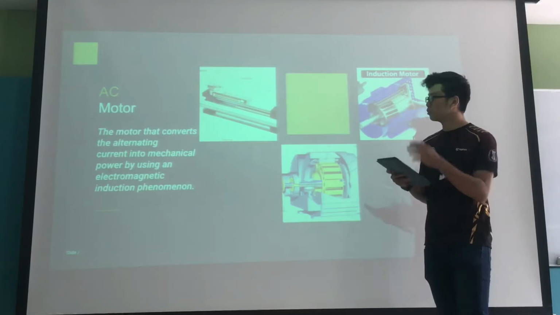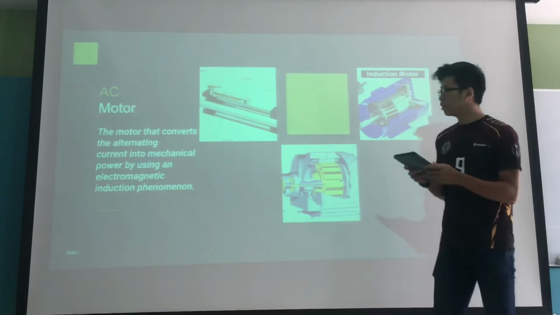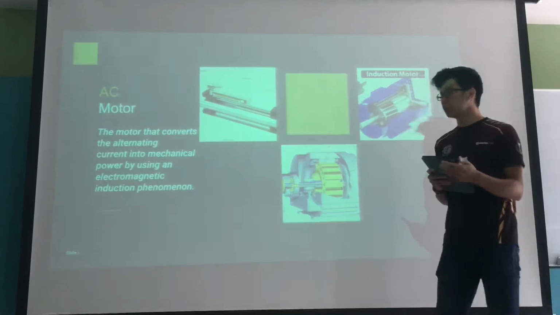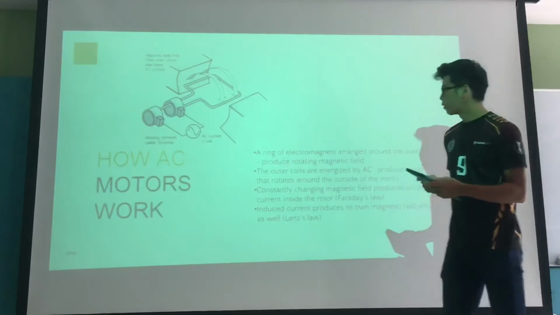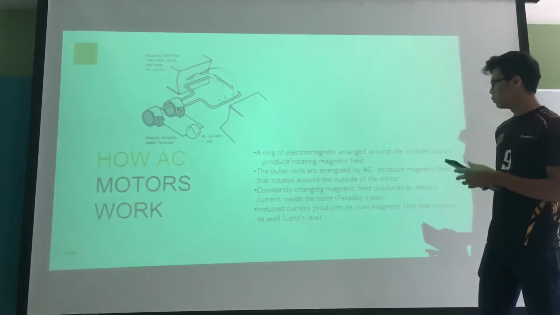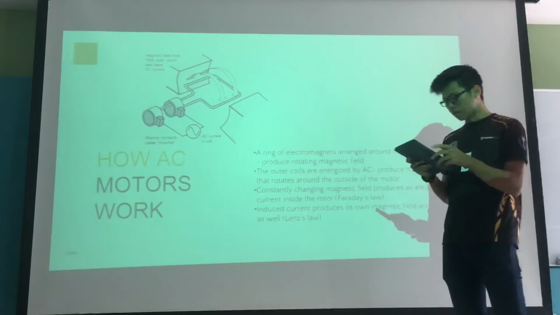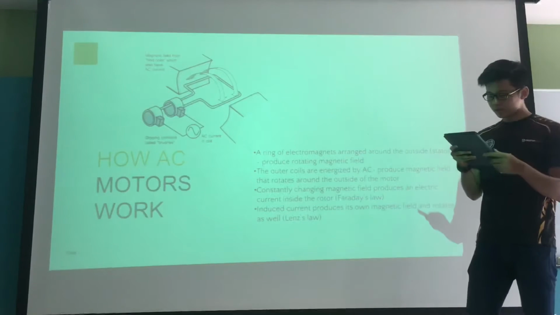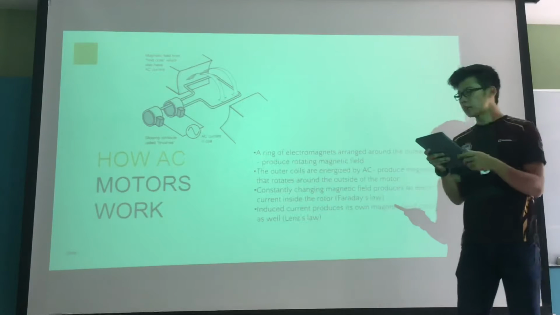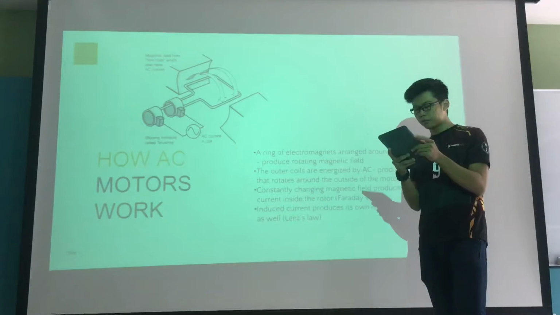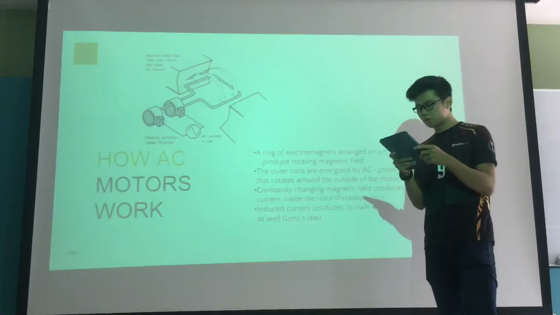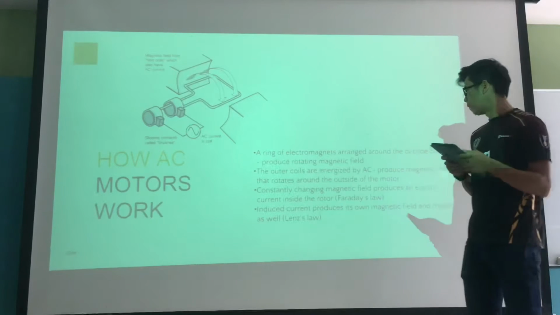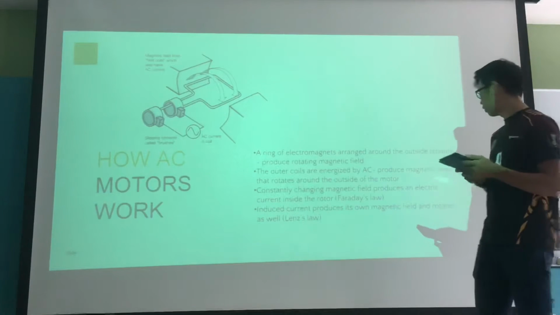I'm Ming and I'm going to present about AC motor. AC motor is the motor that converts alternating current into mechanical power by using an electromagnetic induction phenomenon. How does an AC motor work? A ring of electromagnets is arranged outside the stator, producing a rotating magnetic field, and the outer coils are energized by alternating current, thus producing a magnetic field that rotates around the outside of the motor. The constantly changing magnetic field also produces an electric current inside the rotor. The induced current then produces its own magnetic field and rotates as well.